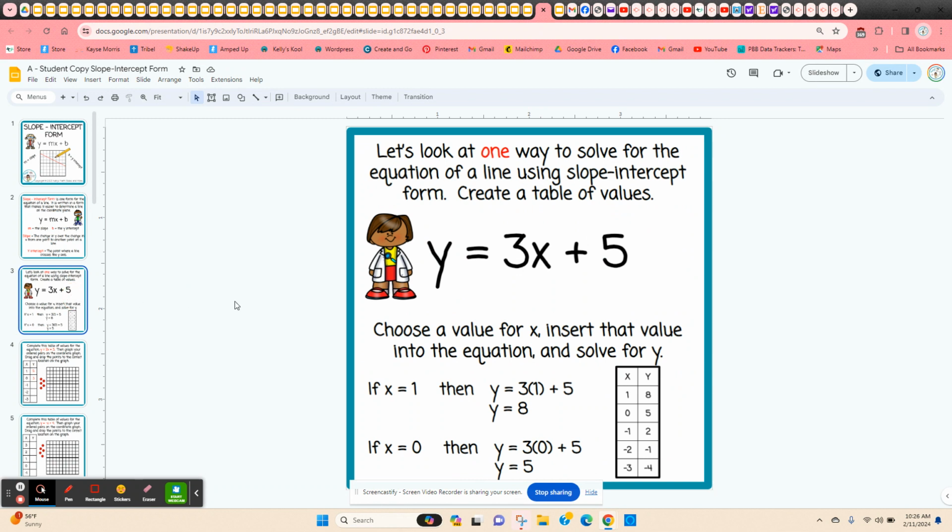So one method that they can use is to create a table of values. So if x is 1, you would just replace the x with 1 and solve for y. So if x is 1, y is 8. If x was 0, y is 5, and so on. And once they have their table of values, then they can just use these as coordinates that they can plot on the coordinate plane to create their line.